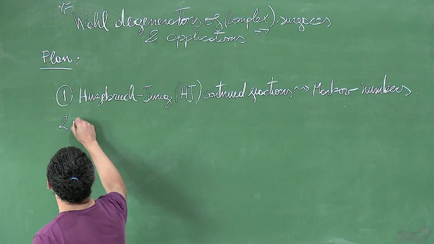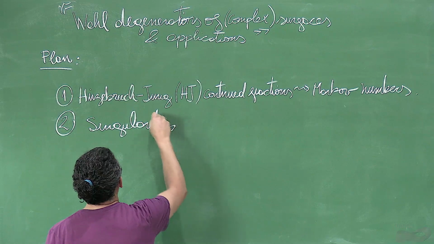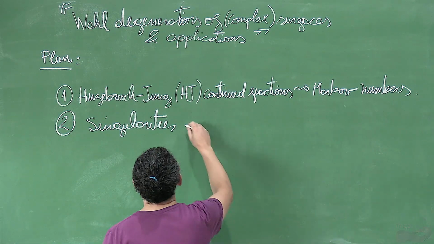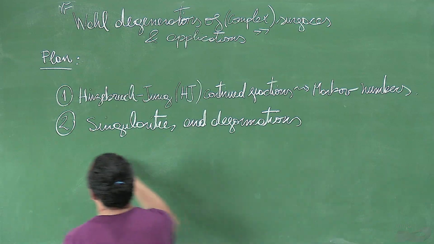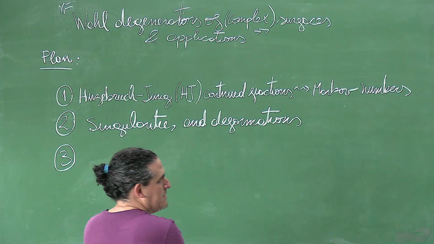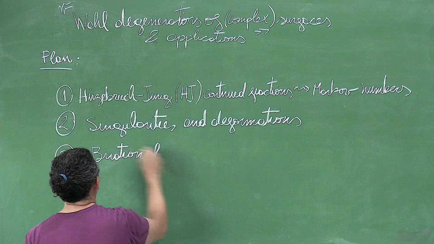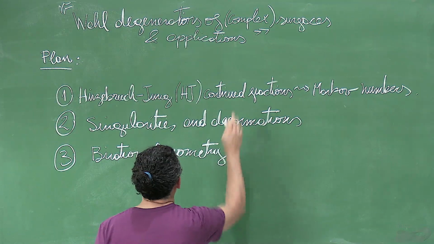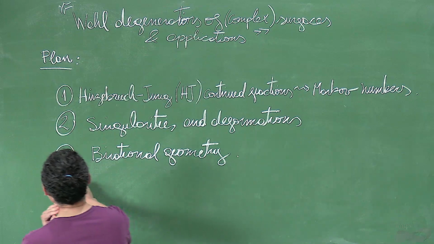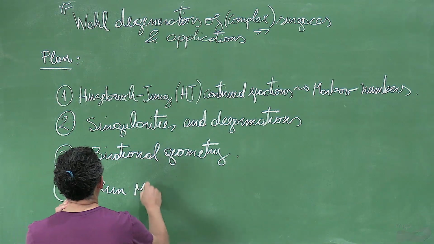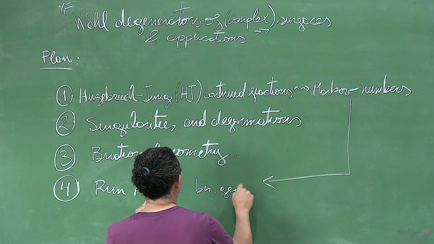In the second lecture, I will be talking about singularities, very particular ones, the ones that are related to these continuous fractions and deformations. And after that, in the third lecture, I will be talking about the rational geometry of these degenerations. I will be very explicit, I hope, with very concrete examples, and then I will run MMP. My plan is to come back to Markov numbers, so by rational geometry of Markov numbers.